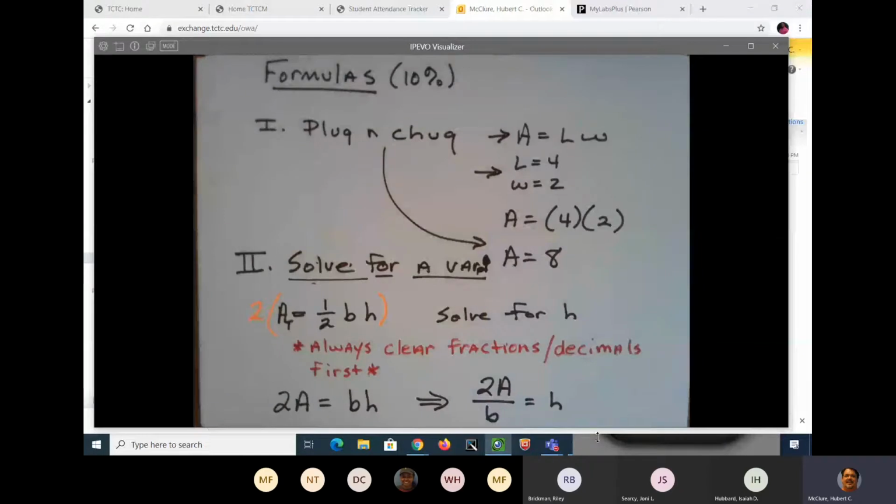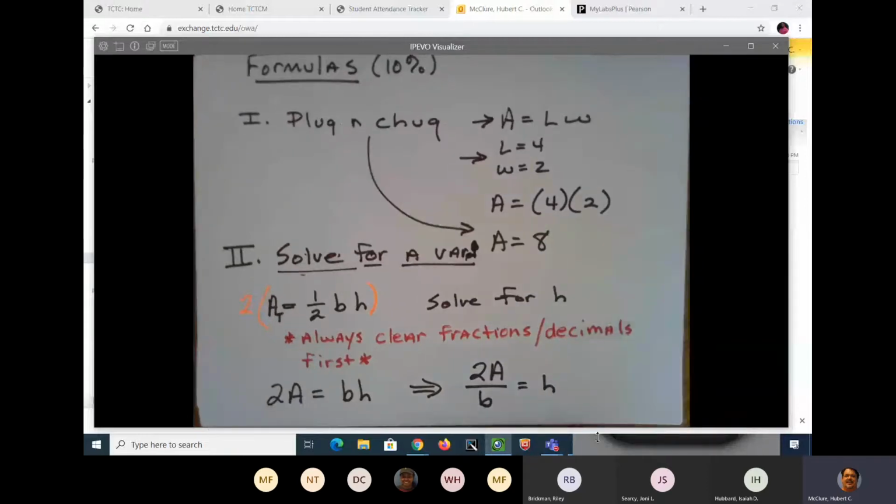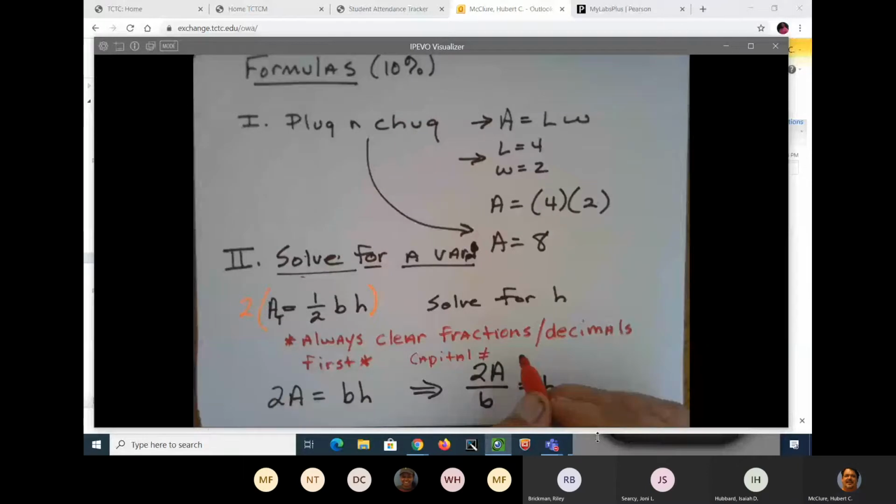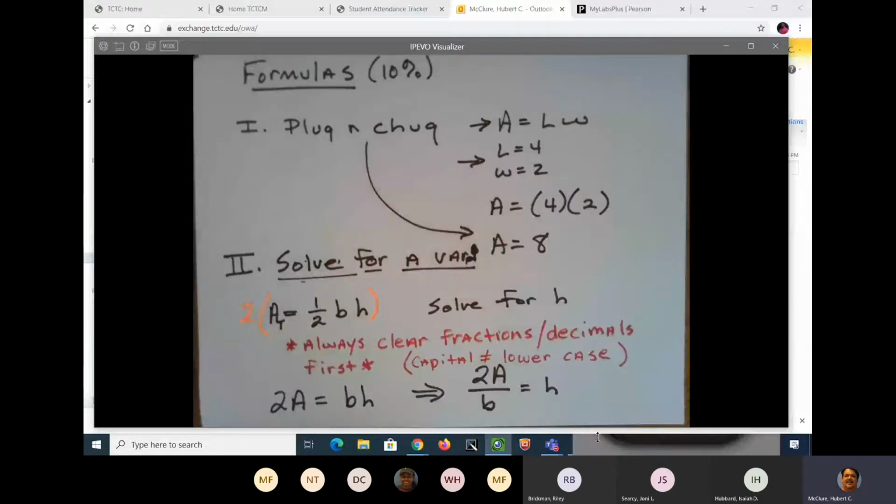Also, down here, we got another red note. That means it's very important. I don't have any room, so I'm going to write it right in here. Capital is not equal to the lowercase. If I give you a formula, capital A is equal to 1/2 little b, little h, can you change that b and h to a capital? No. Make that a hail to the no, because that is not done.